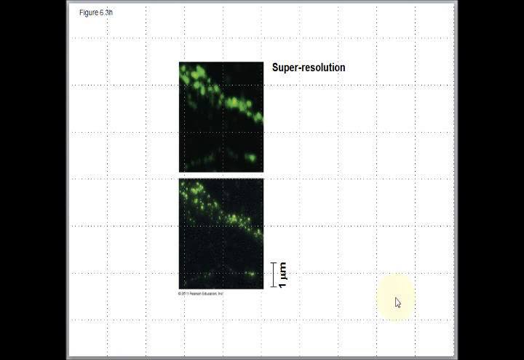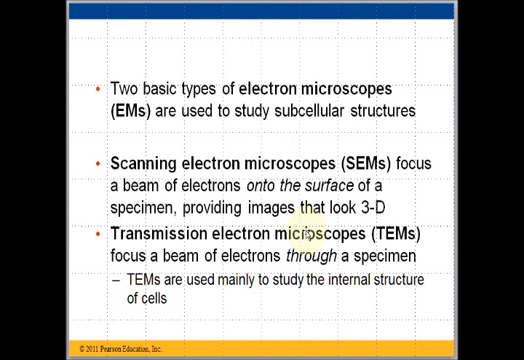Finally, we have what's called super resolution techniques, and this is actually using a combination of fluorescent dye and, again, light manipulation to further enhance what we can see and extend that light microscope down to the smallest levels. Once you get down to the size that light microscopy just doesn't work for you anymore, the next option is to use what's called an electron microscope.